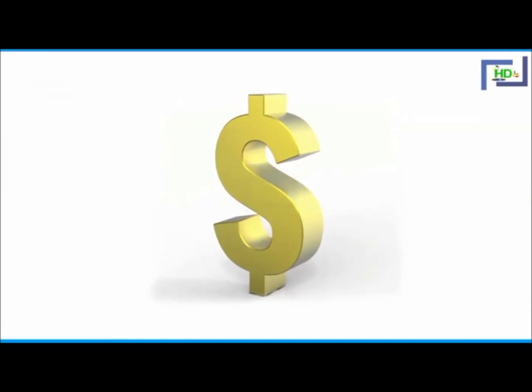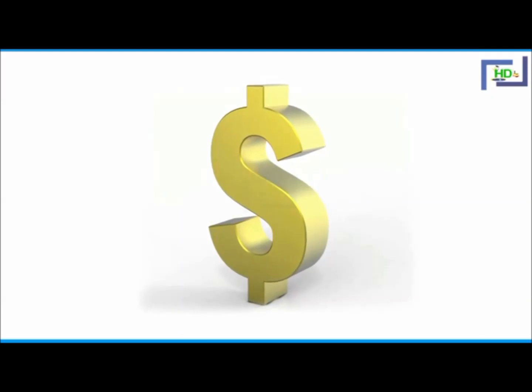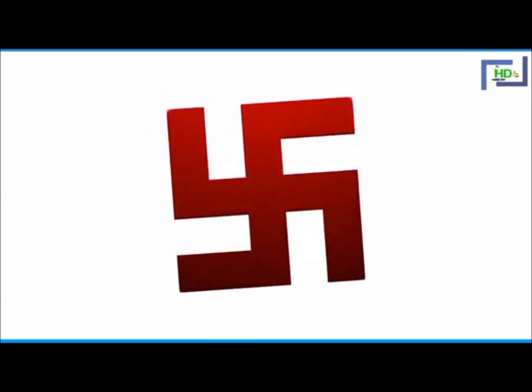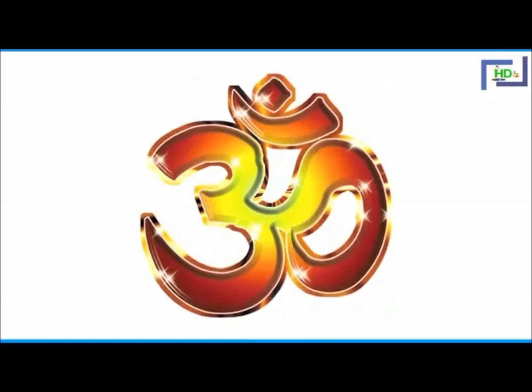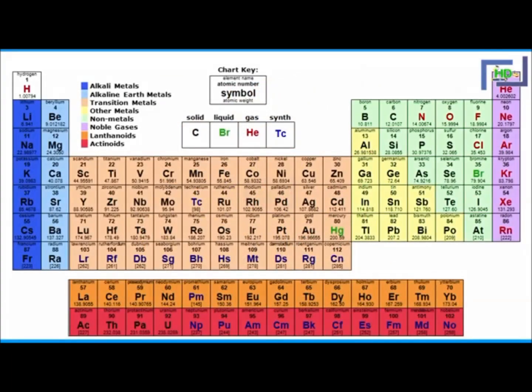Similarly, this is a US dollar symbol. This is the symbol of swastik. This is a symbol Om. Similarly, all the elements are represented using symbols. Each element has a unique symbol assigned to it. The symbol of an element is not used for any other element.